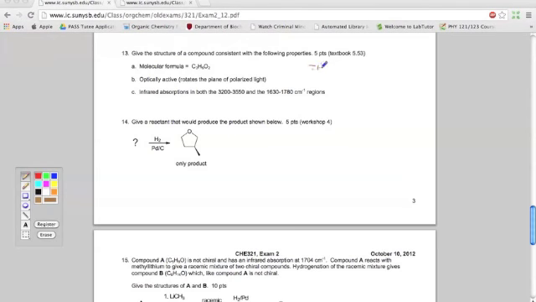So my IHD formula, which was 1/2 (2C plus 2 minus H minus X plus N). This is something that you should write on your card because it is a pain in the butt to try to memorize it. So 1/2 times 2 times 3 plus 2 minus 6.